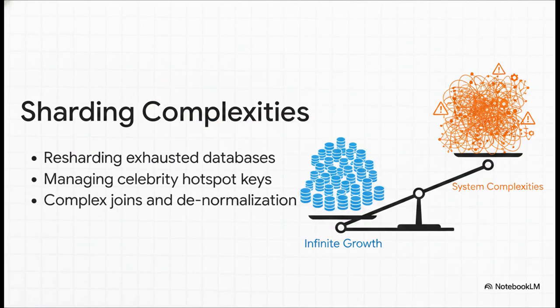So the big takeaway here, sharding enables infinite growth. Yeah, but you are absolutely trading simplicity for some hefty operational nightmares. You've got to actively manage resharding when a database gets stuffed, actively police those celebrity hotspots, and because your data is now physically scattered across different servers, running simple join operations becomes incredibly difficult. You often end up having to denormalize your entire database just to make things work.